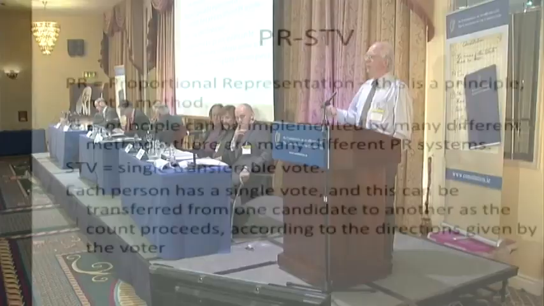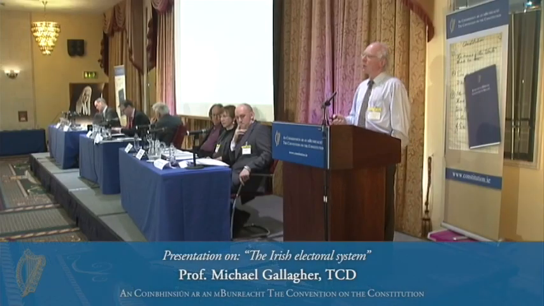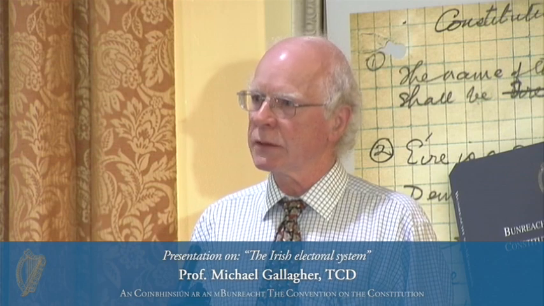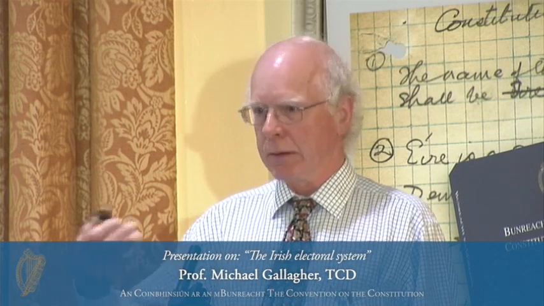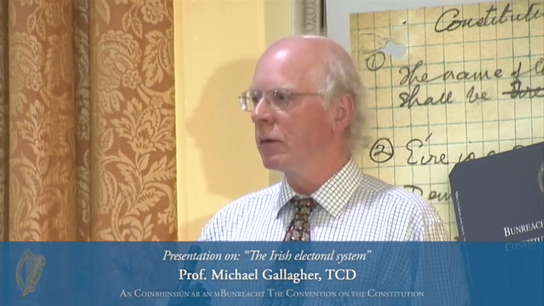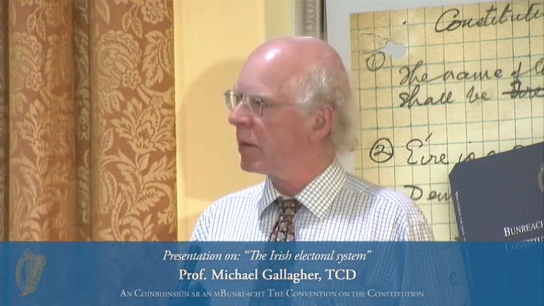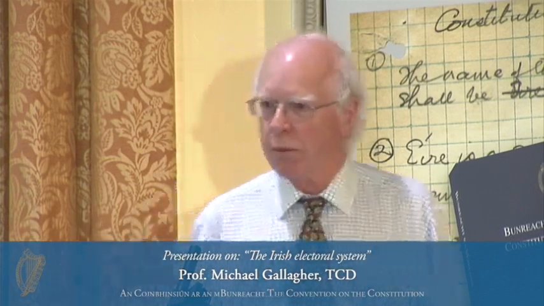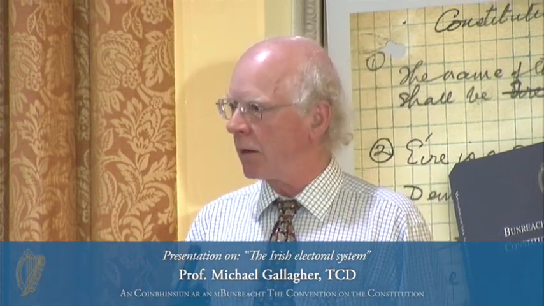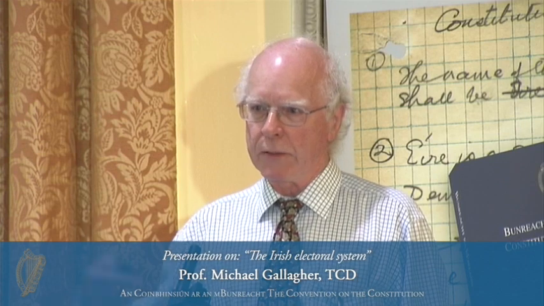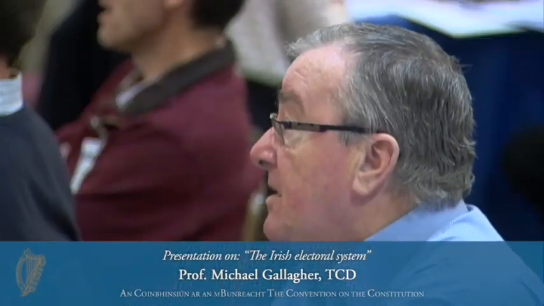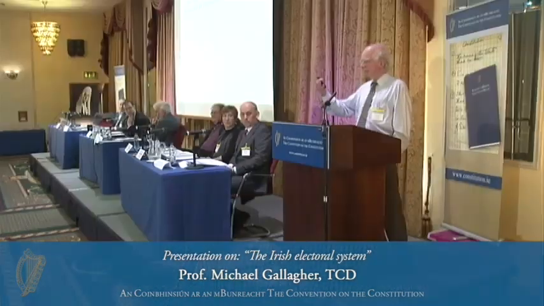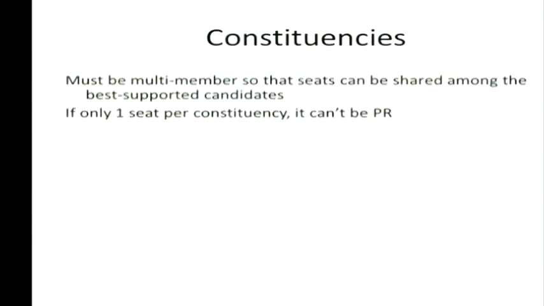The constituencies that we need to implement PRSTV have to be multi-member constituencies, because in any proportional representation system, the idea of proportionality requires that we share seats out among parties or groups in proportion to their strength. So we have to have more than one to share out in the first place. If there's just one seat per constituency, it can't be PR. Some people might have heard the phrase, which I mention only to instantly delete it from the record, PR in single-member constituencies, which people sometimes think is the way we elect a president or have a by-election. But no, it's not.